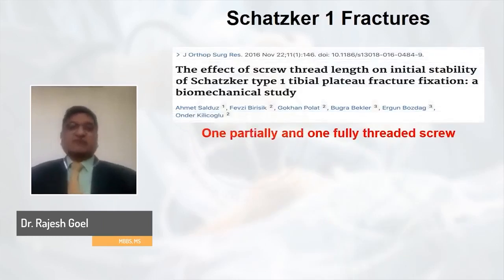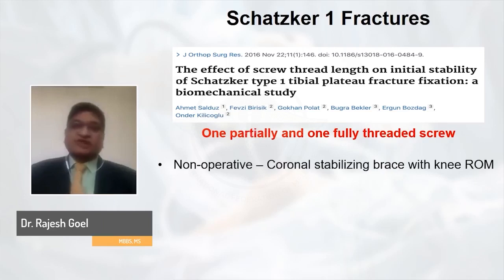So Schatzker type 1 fracture. Let us see how we can go for management of these different types of fractures. In Schatzker type 1, non-operative management can be done. A coronal stabilizing brace with knee range of movement can be given. The patient should be non-weight bearing and should be given some analgesics and knee mobilization exercises.